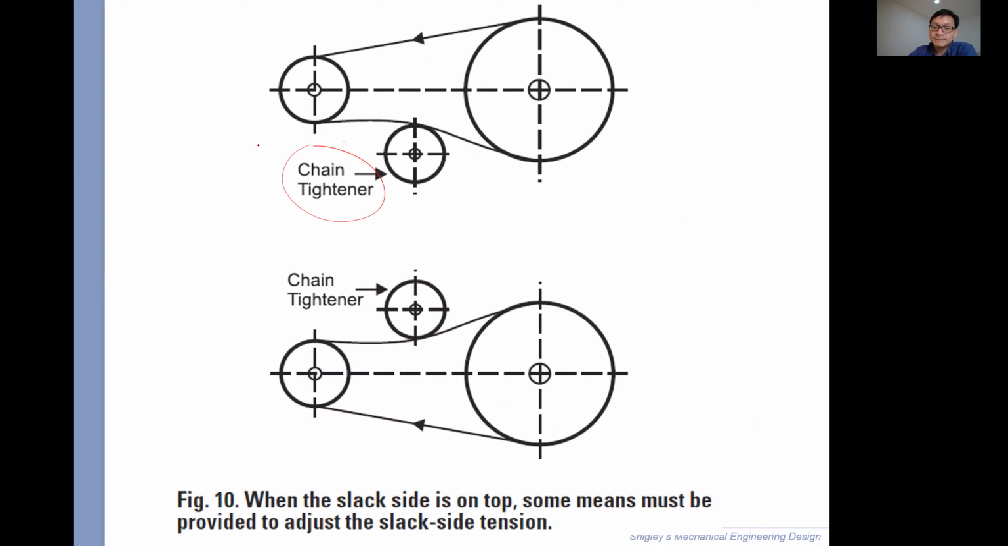Now, when the slack side is on top, some means might be provided to adjust slack side tension. If the slack side is at the bottom, it's not that big of a deal. But if the slack side is on top, for example this one rotates clockwise, okay? The bottom one is tight, the top one is loose. So there must be a tightener. Otherwise, due to gravity, it can keep hitting the sprocket and wear it out prematurely too. It's better if there's an idler sprocket.